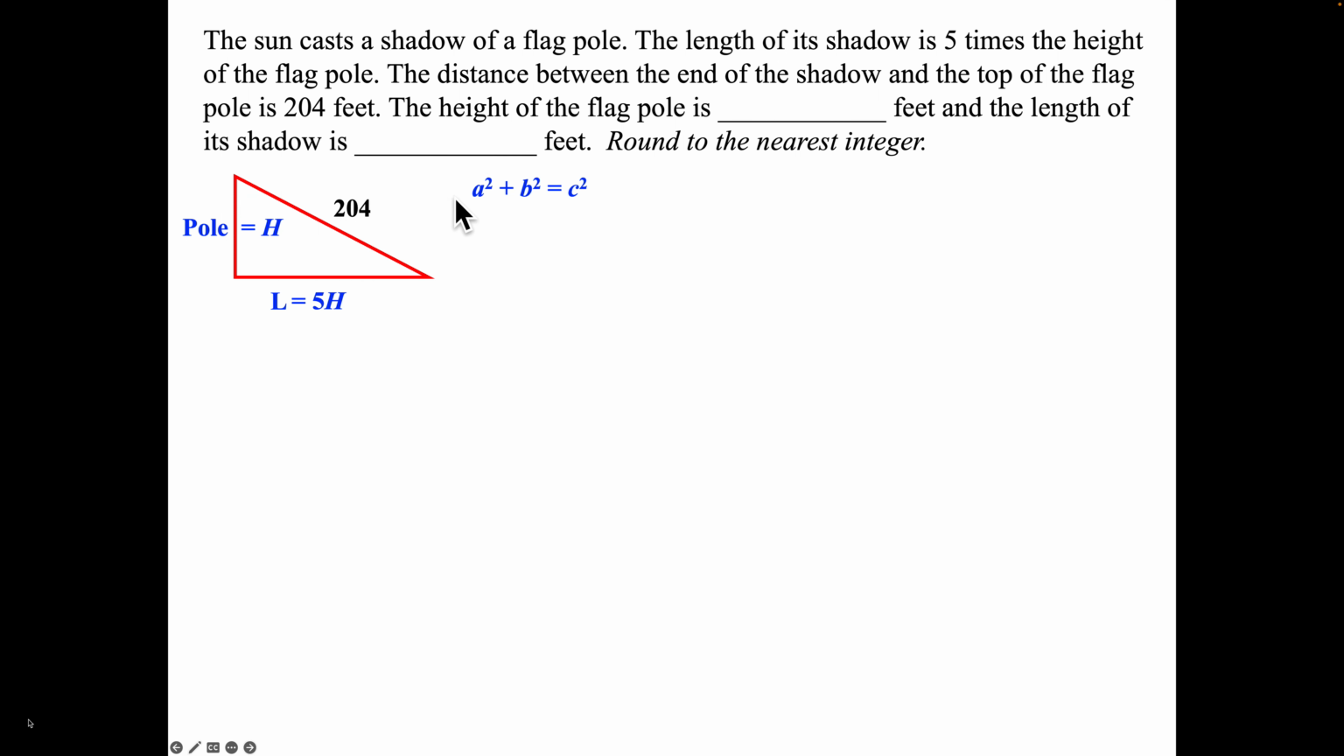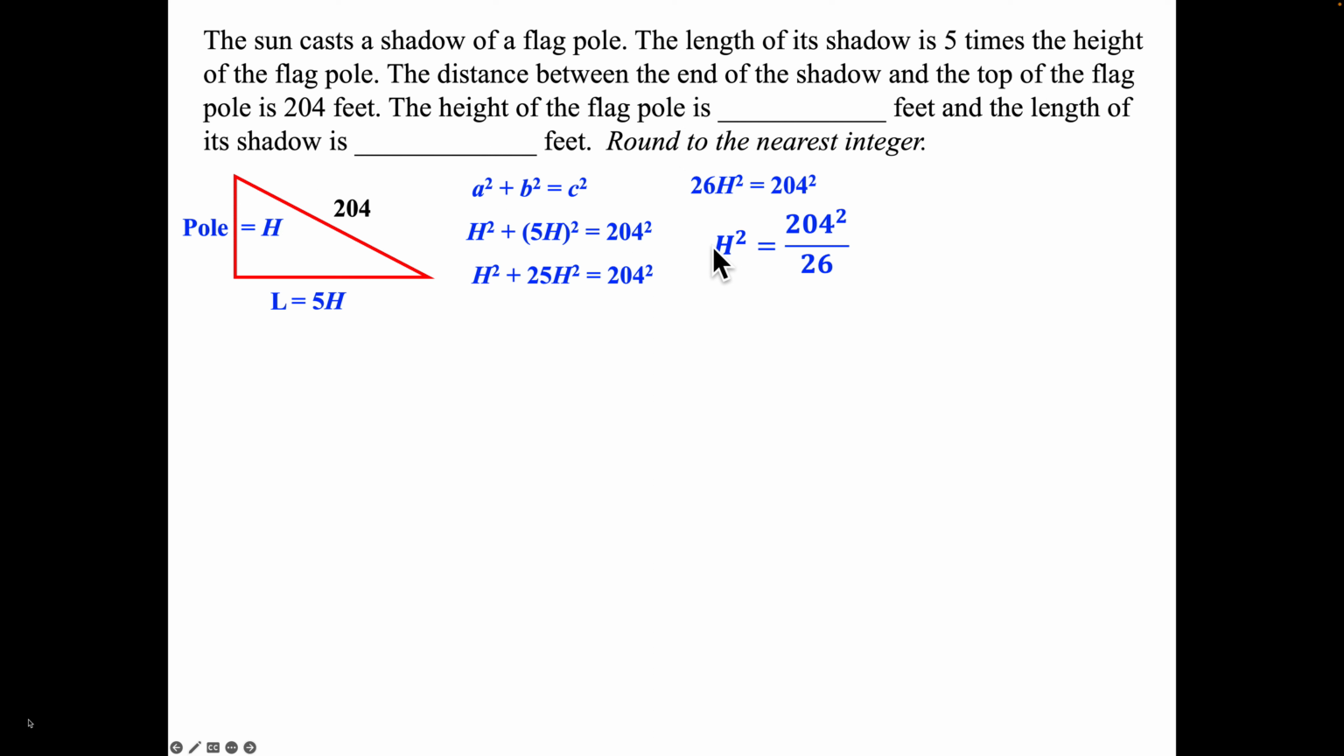So using your Pythagorean theorem, a squared plus b squared equals c squared, c is always the hypotenuse. A and b are always the sides of the 90 degree angle in your triangle. We're going to have h squared plus 5h being squared, it's got to be in parentheses, equals 204 squared. So 5 squared, that's going to be 25h squared. Adding 1h squared to that makes it 26h squared. And notice that I have not squared 204 yet, because I'm going to prefer to let my calculator do it. I'm going to divide over the 26. Still haven't taken the square of that yet.